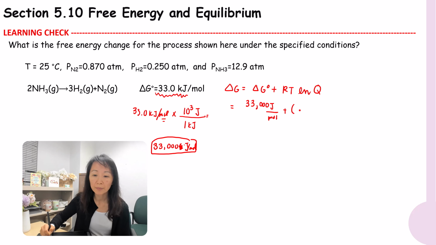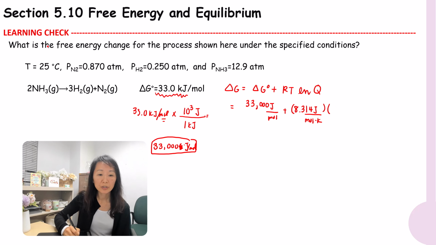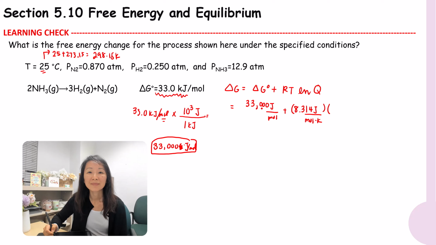Okay, what's R? Well, R, we know it's given: 8.314 joules per mole Kelvin. What's temperature? The temperature is given over here, but it's in Celsius. So if I were to convert this into Kelvin, we'll need to add 273.15. And if you do that, you would get 298.15 Kelvin. So let's plug this in, 298.15 Kelvin.